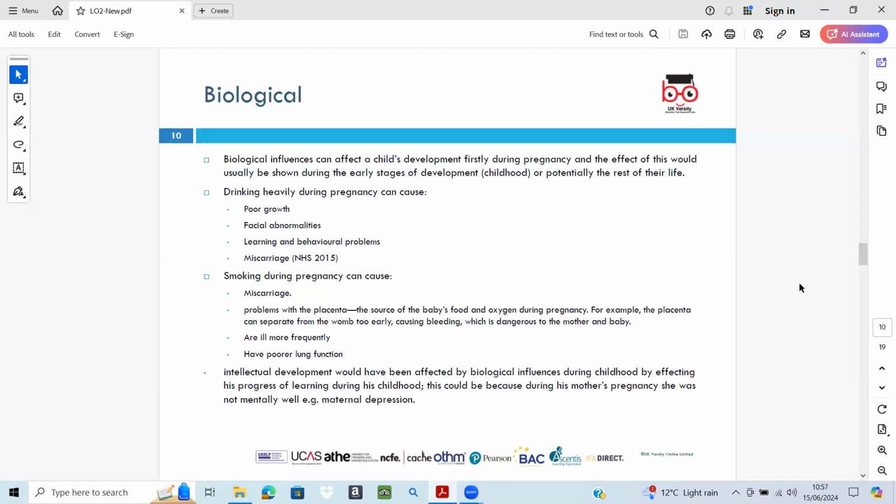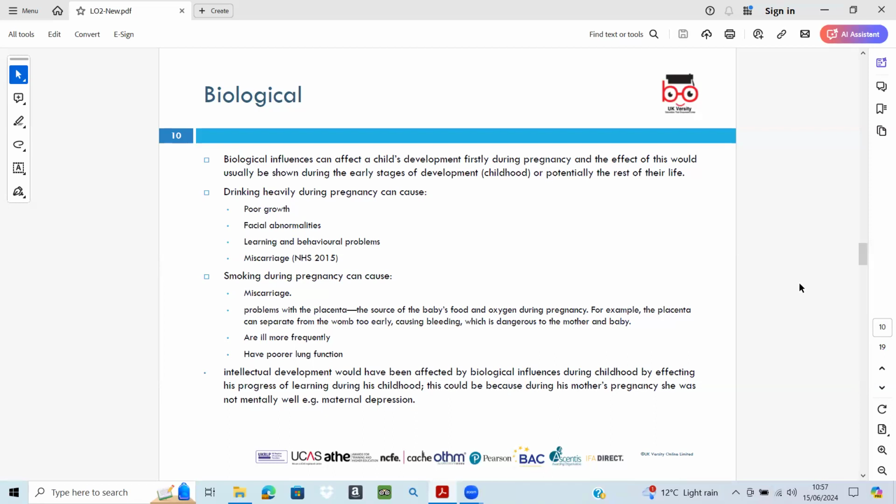Then we have facial abnormalities. Then we have learning and behavior problems, like alcohol exposure in utero can lead to cognitive impairments, learning difficulties, and behavioral issues later in life. Then we have miscarriage. Excessive alcohol consumption increases the risk of miscarriage, and it poses a serious health risk to both the mother and the developing fetus.